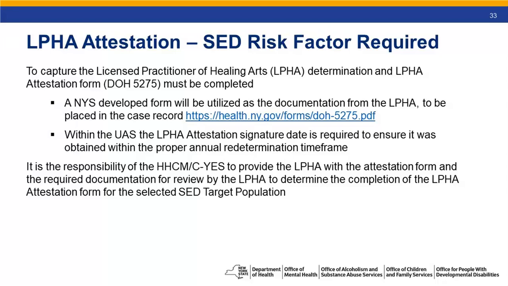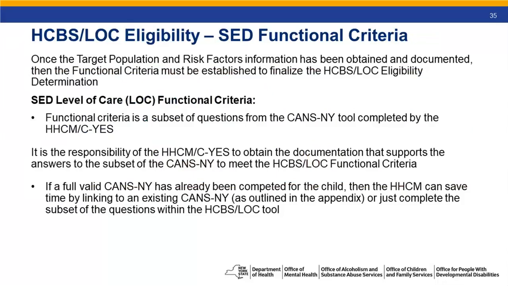This attestation needs to be done on a yearly basis along with your HCBS eligibility determination. And we are going to have a help sheet that goes through each of the steps. Even though the directions are on there, we're going to explain who needs to complete what. But this form needs to be completed by the LPHA. They actually have to sign off on it with their license number. So the functional criteria will be completed by the Health Home Care Manager or CS.